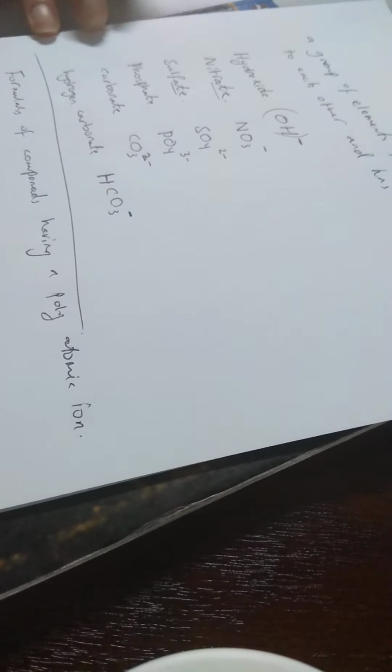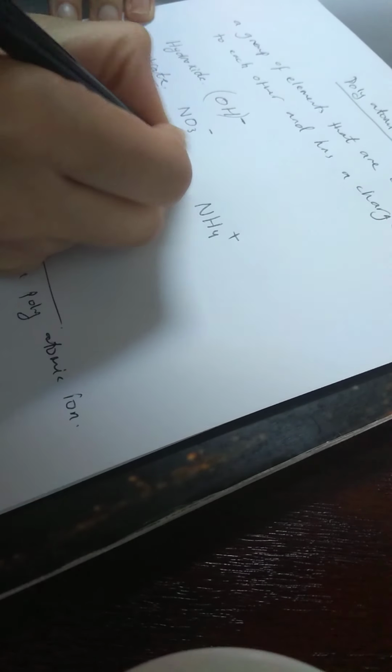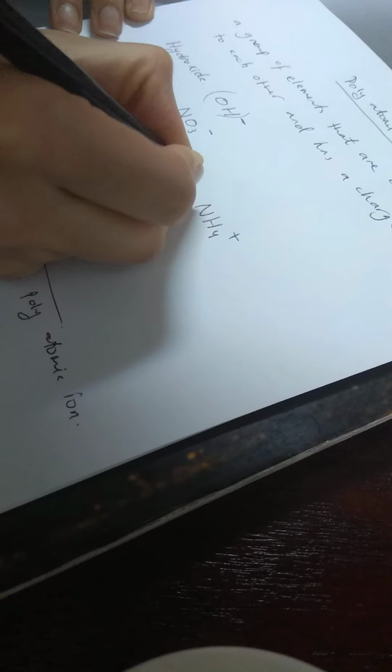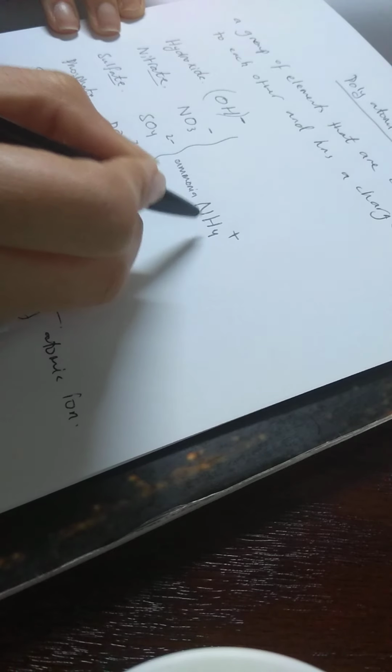Okay, as I mentioned before, there's one here I have to add. NH4 plus, which is ammonium. Ammonium is 1 atom of nitrogen surrounded by 4 atoms of hydrogen and has a charge of +1.